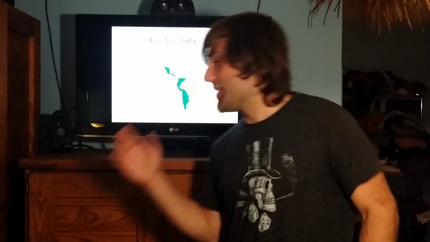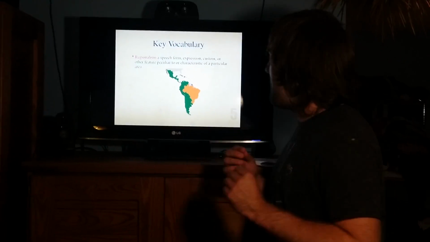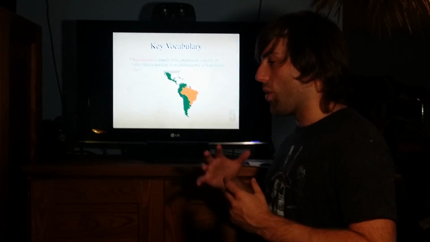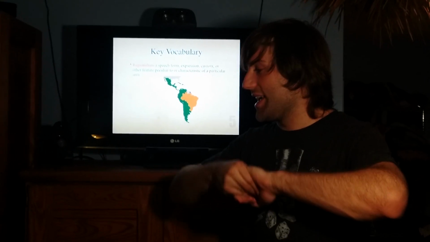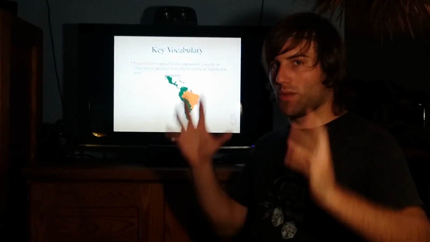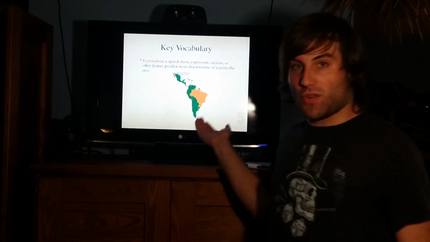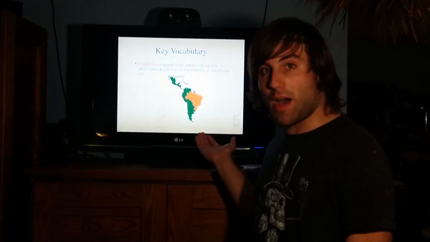And lastly is regionalism. Now this one is a little tricky. However, basically it's any kind of custom or idea that a lot of people agree on, and it generally happens in a very large area of the world. Like, all the countries in green speak Spanish. So this is a regional phenomenon.